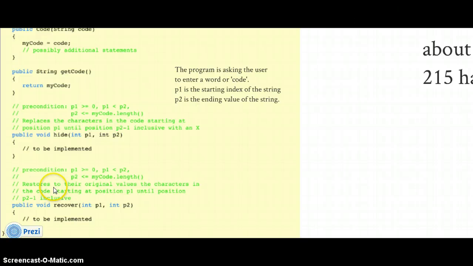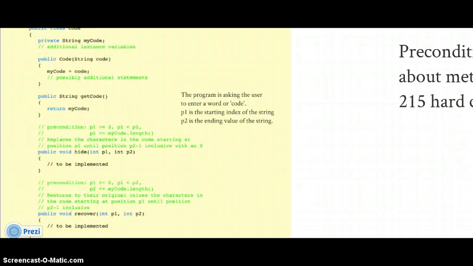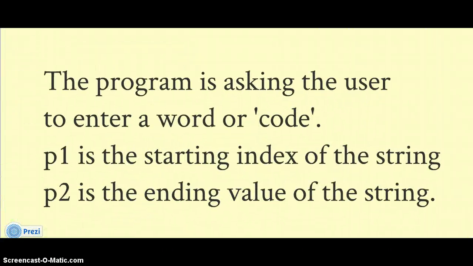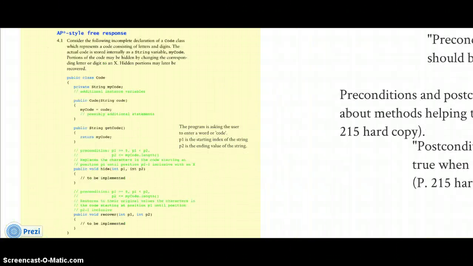Recover says restores to their original values the characters in the code starting at position P1 until position P2 minus 1 inclusive. So what it will do is remove the X and put the string values back into the code. So looking here, the program is asking the user to enter a word or code. P1 is the starting index of a string. P2 is the ending index or value of the string.